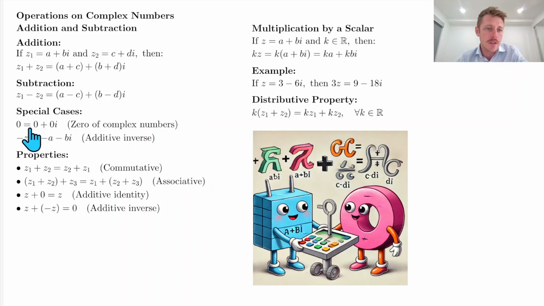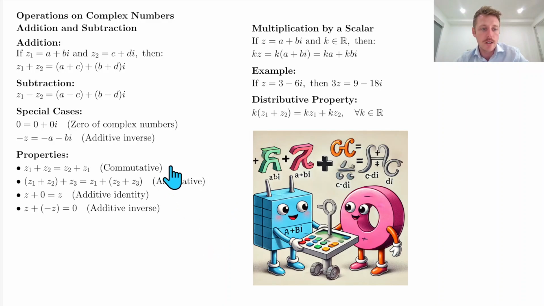Okay, the zero of complex numbers is defined as 0. There's no real part and there's no imaginary part. So that's a 0 complex number. We'll also talk about what's called the additive inverse. If we take some complex number and negate it, that's the same thing as taking the negative of a minus the negative of the imaginary part. So it becomes negative a minus bi.